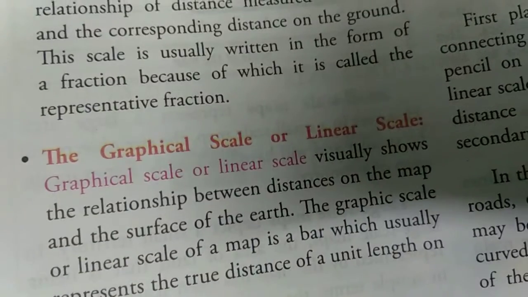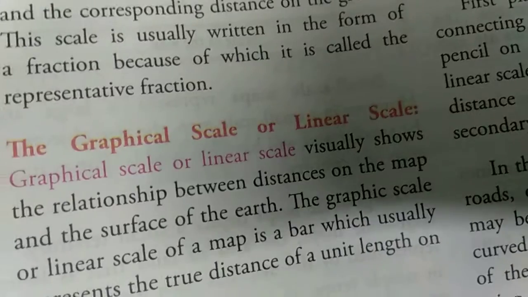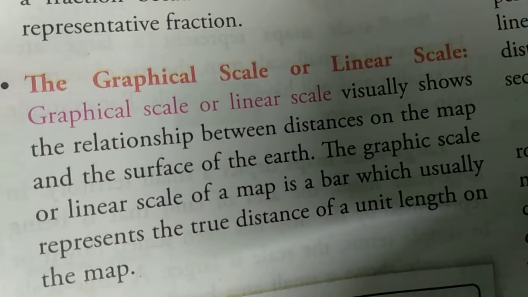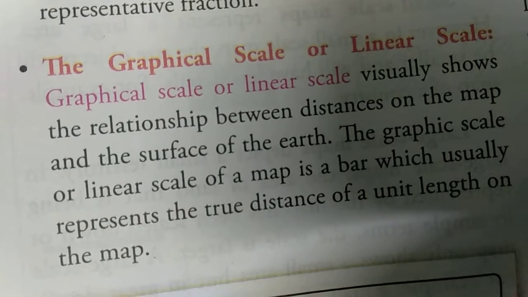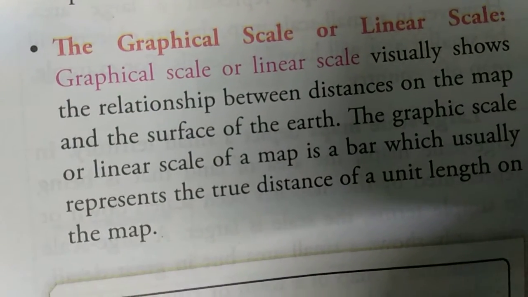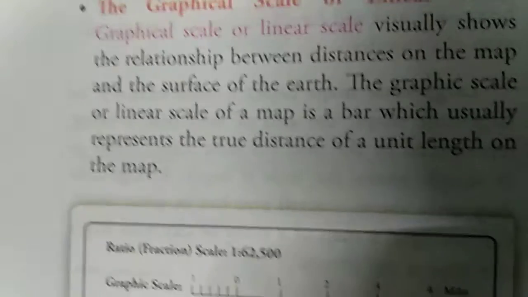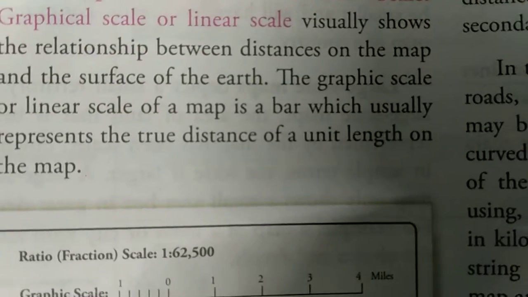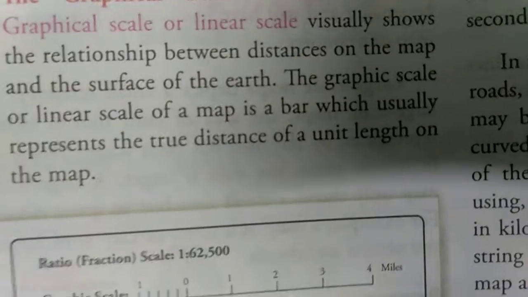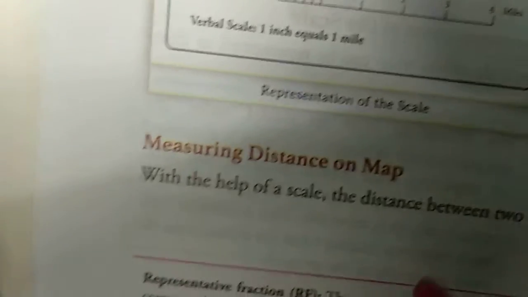Graphical scale or linear scale. These scales are visible with the relationship between distance on the map and on the surface. The graphical scale or linear scale of a map is a bar which usually represents the true distance of the unit length of the map.